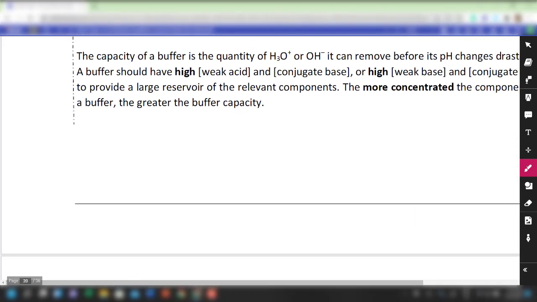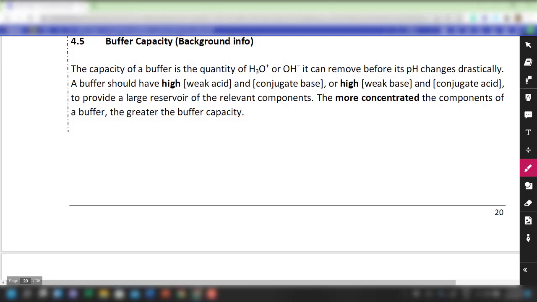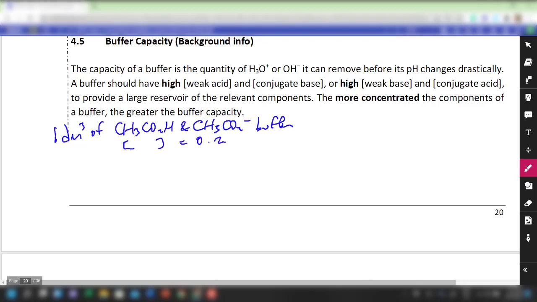Okay, so just to recap, I have 1 dm cube of ethanoic acid, ethanoate buffer. Okay, and then the concentration for each of them is equals to 0.200 moles per dm cube. Okay, and then the starting pH is equals to 4.76. How do I do that?